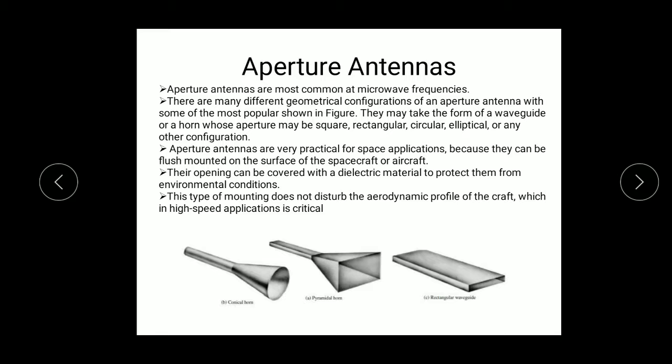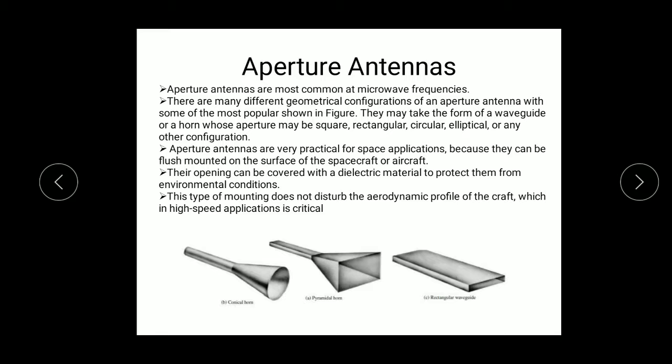Aperture antennas are most common at microwave frequency. There are many different geometrical configurations of an aperture antenna, and some of the most popular are shown in the figure. They may take the form of a waveguide or a horn whose aperture may be square, rectangular, circular, elliptic, or any other configuration. Aperture antennas are generally designed from waveguides. It may be square, rectangular, or elliptical.